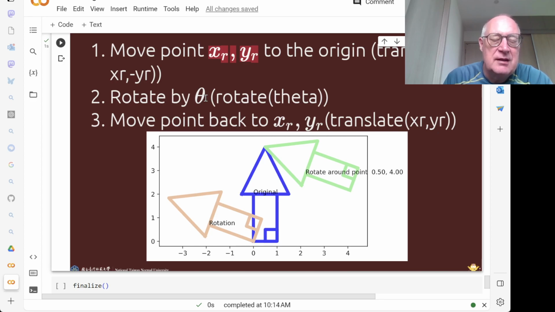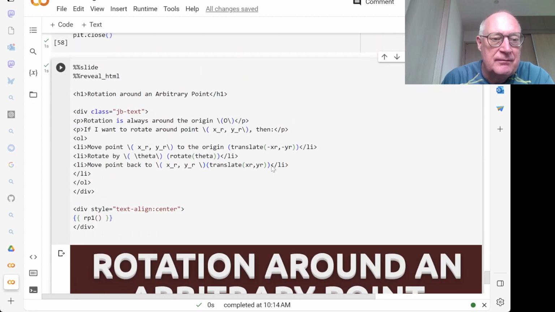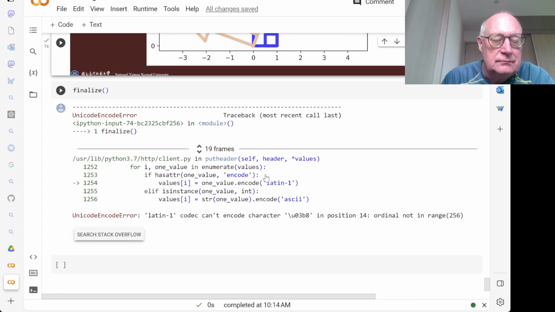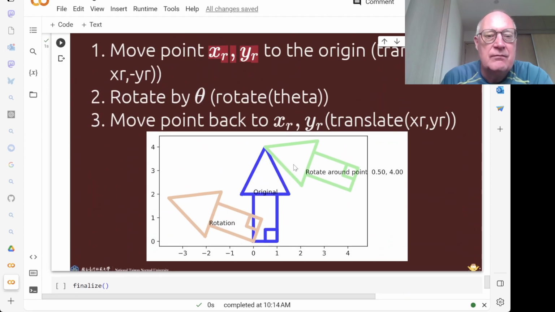Then we rotate by theta, and then I move the point back to XR, YR, which means we translate by XR, YR. So now the rotation around an arbitrary point can be broken down into a translation by the inverse, the rotation, and then another translation back to where the point should occur. And this is exactly how I implemented that. Now later on we'll look more into translation of points and origins, but that's it as far as homogeneous coordinates are concerned.